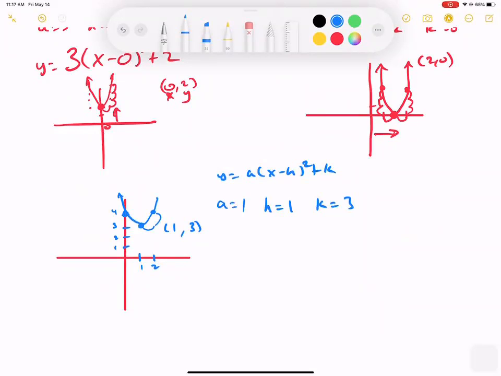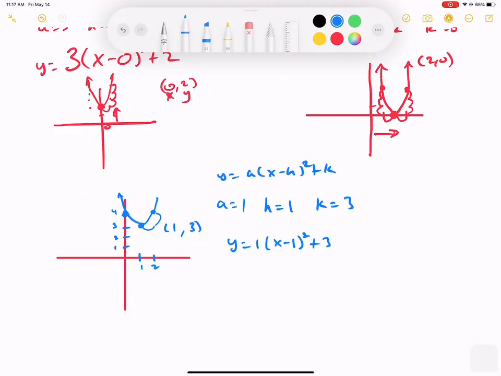Now we have everything we need to write this equation. We just have to make sure we plug everything in correctly. y is equal to a, which is 1, x minus h, which is 1, squared, plus k, which is positive 3. If we have the characteristics written down, we can go back and write the equation fairly easily. It's very similar to slope-intercept form, except we're now doing it with parabolas.